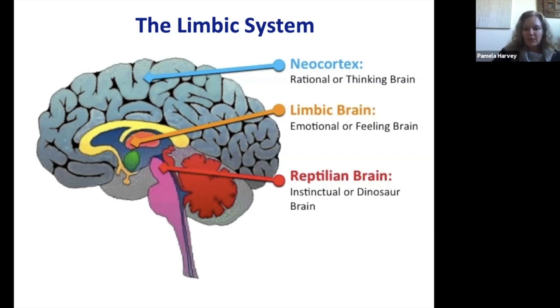And the reptilian brain is also called the dinosaur brain. This is mainly in the brainstem, and it's responsible for instinctual behavior and survival. So things like the drive to eat, to have sex, to reproduce, and basic things like breathing and heart rate are regulated by the brainstem.